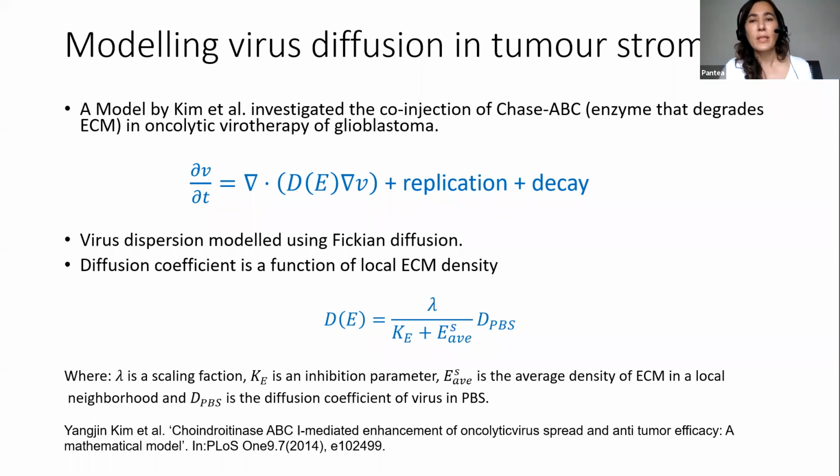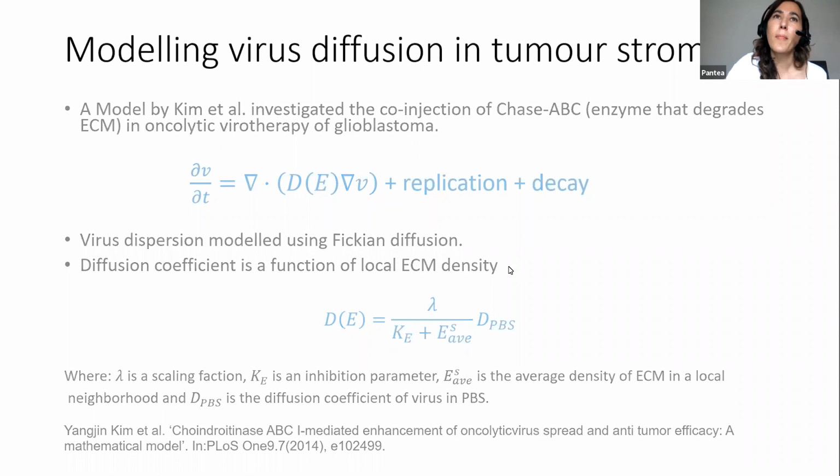So what they're doing is measuring the ECM in a local environment. If it's high, your diffusion rate is going to drop. And if it's low, obviously your diffusion rate is going to increase. So this is one type of model where the ECM has been considered for virotherapy.